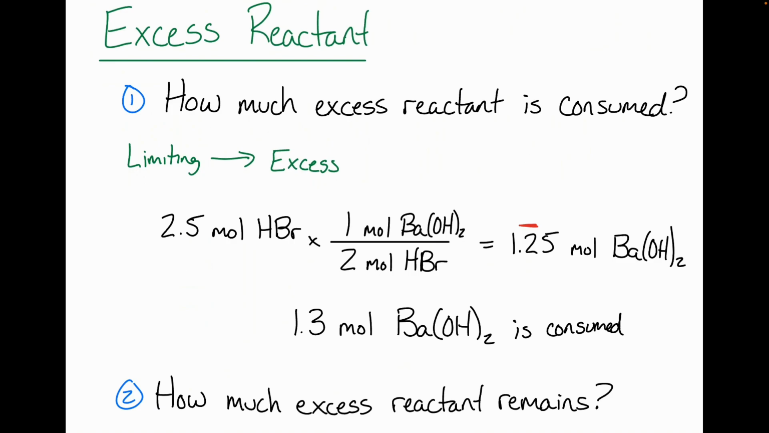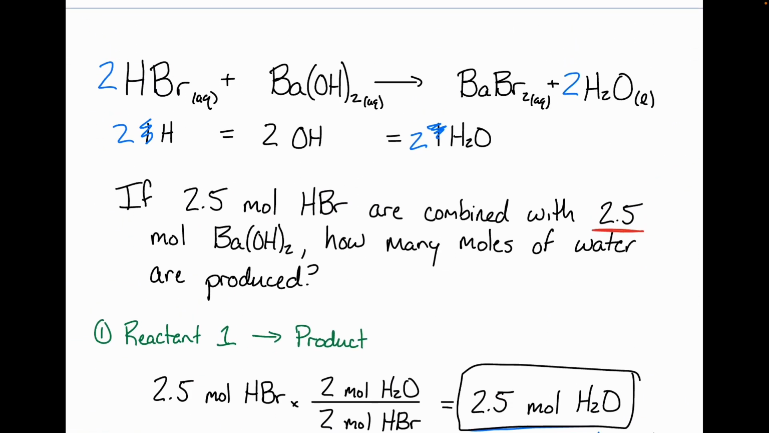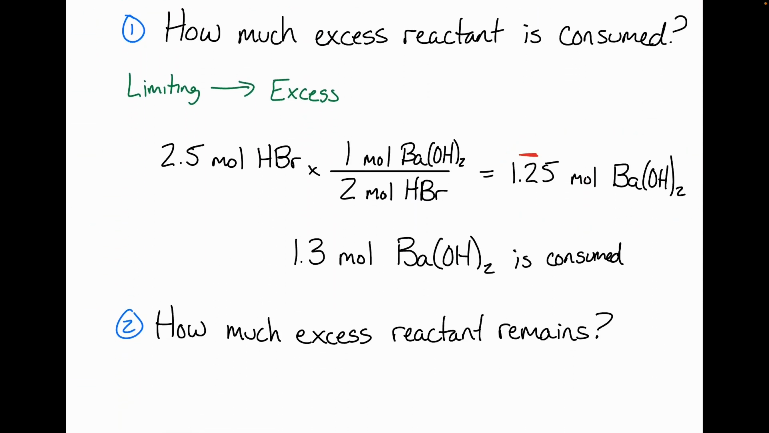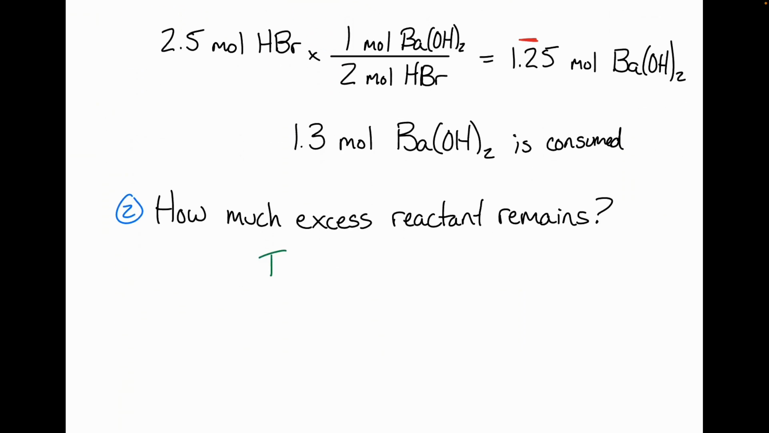Well, let's think about this here. We know that at the beginning of the day, we started out with 2.5 moles of that barium hydroxide in our mixture. And then we just calculated that this 1.25, or rounded to the correct number of sig figs, 1.3, is consumed in our reaction. So then how much is left over? The difference between the two, absolutely, right? So how are we going to get the excess reactant remaining? We're going to take our initial amount and we're going to subtract the amount that's consumed. That will give us the amount that remains in solution.